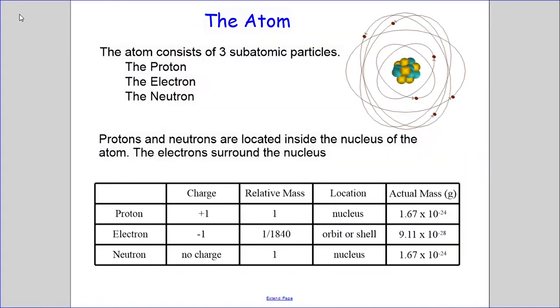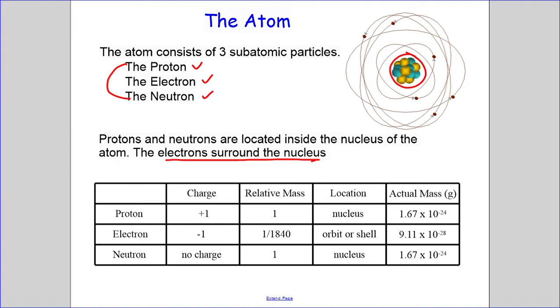So when we take a look at the atom, it consists of three main parts. You've got a proton, an electron, and a neutron. And so our protons and neutrons, those are the guys that are inside the nucleus. Okay, so they don't really move around. They're stuck inside the nucleus. The electrons surround the nucleus on the outside, and they move around really quickly. They actually make almost like a cloud kind of shape.